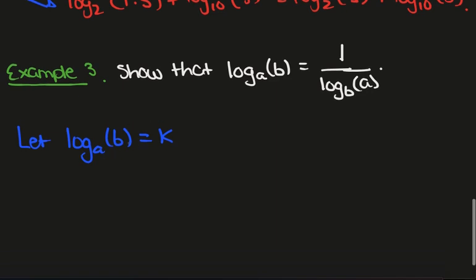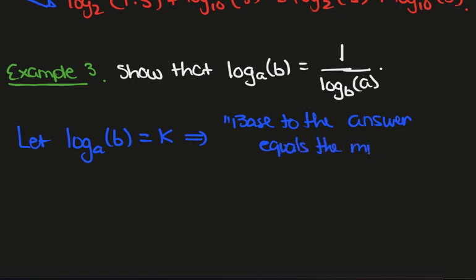Now if I want to get B on its own, then there's a general rule for this, and the mantra is base to the answer equals the middle. Okay, so what does that mean? The base is A, the answer is K, and the middle is B. So base to the power of the answer equals the middle. So that's how I get B on its own.